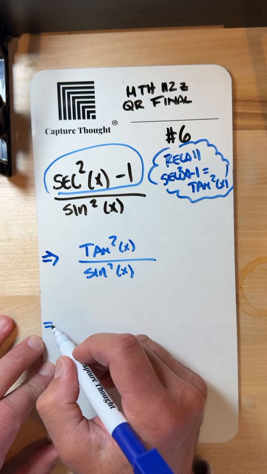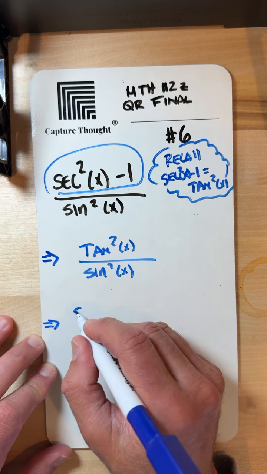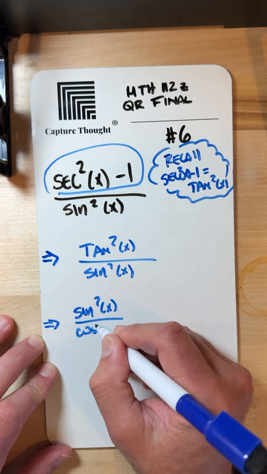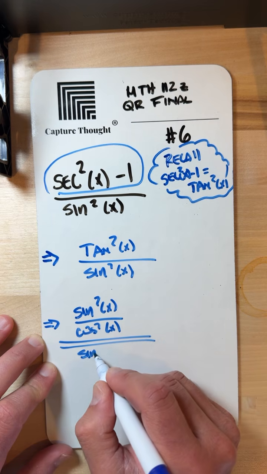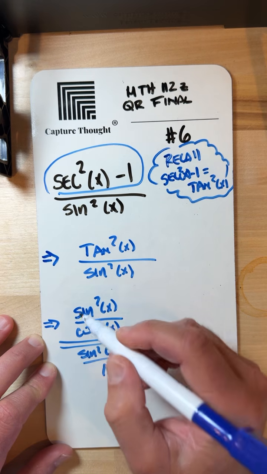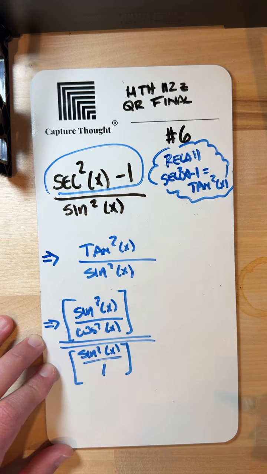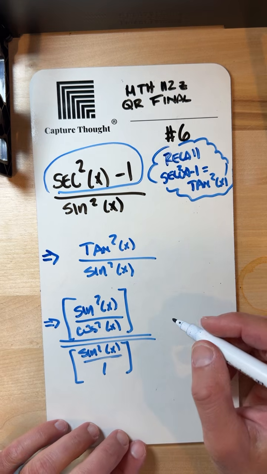Now your next move is probably to change everything into sines and cosines. So what I mean by that is take tangent and write that as sine squared over cosine squared. Then big fraction, you still have sine squared of x over 1 on the bottom. So think about this as your numerator and then this as your denominator. So if I have a fraction divided by fraction, we're going to do keep, change, flip.